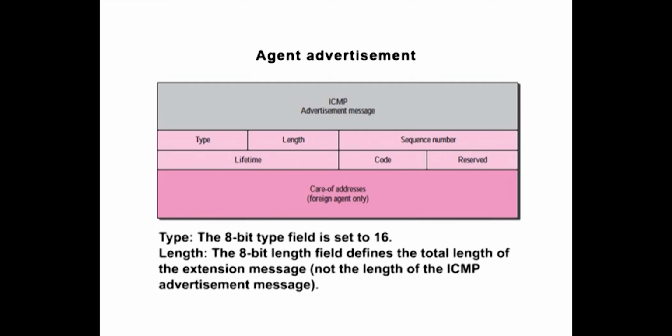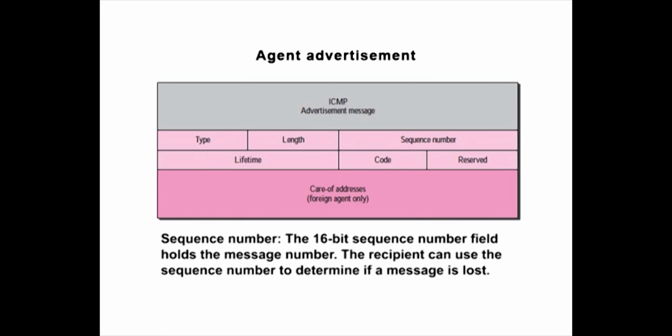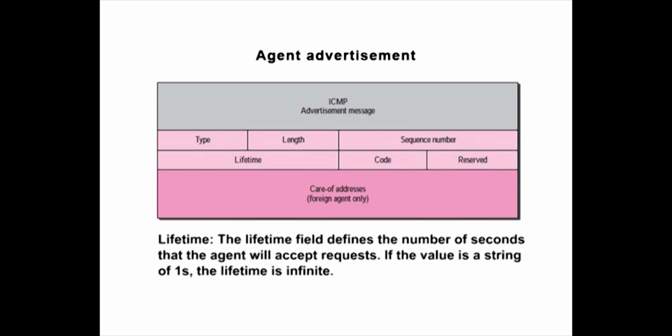Length. The 8-bit length field defines the total length of the extension message, not the length of the ICMP advertisement message. Sequence number. The 16-bit sequence number field holds the message number. The recipient can use the sequence number to determine if a message is lost. Lifetime. The lifetime field defines the number of seconds that the agent will accept requests. If the value is a string of ones, the lifetime is infinite.